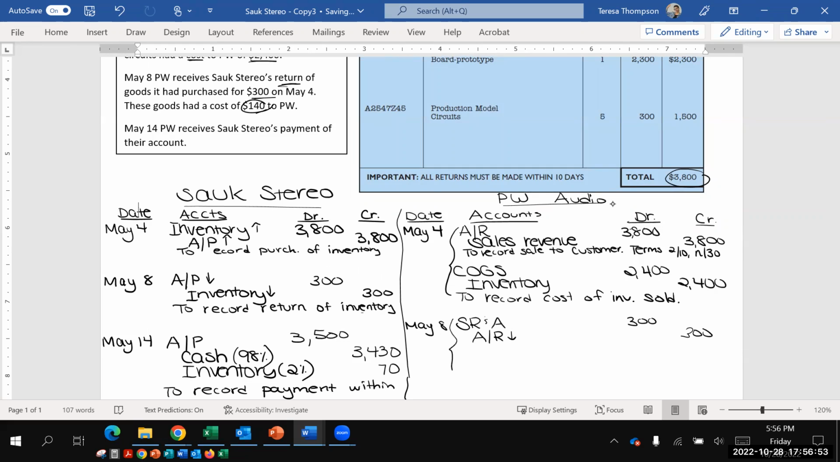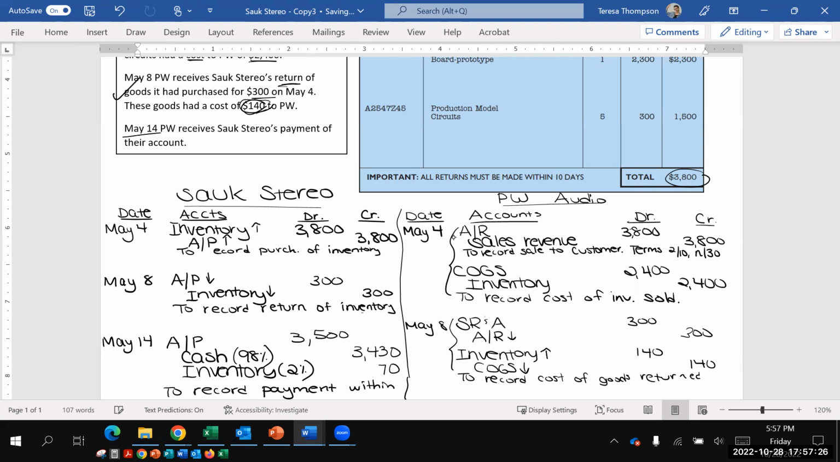All right, if it's a physical return, or if they just give us more cost information, then we know there's a second journal entry needed as well. You're going to increase inventory, decrease cost of goods sold because we did not really sell it. It's coming back. And make sure you use the cost they provide to record cost of goods returned. Right.